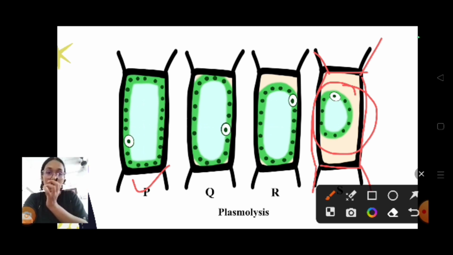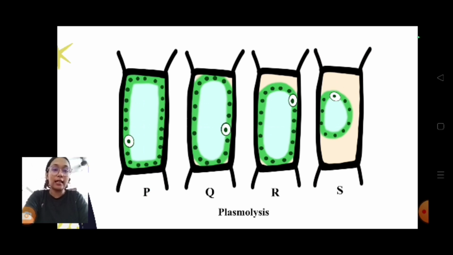Whenever you put the cell in a hypertonic solution, there will be shrinkage of the cell away from the cell wall, and when you again put it in a hypotonic solution, it will regain its size. All right? Understanding the concept or not? Okay. Hopefully you are understanding.